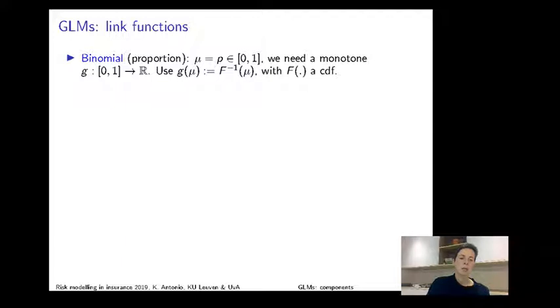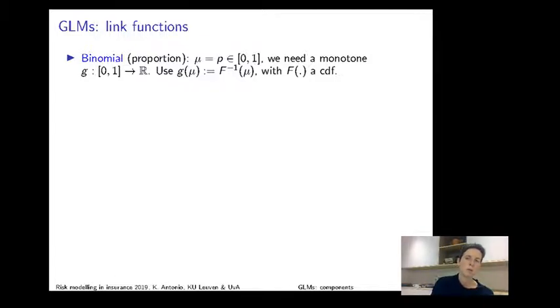Third, in a binomial or a Bernoulli regression, the mean mu is the probability of success, which takes a value between 0 and 1. Thus, the link function g should map a number between 0 and 1 to the real line. And which type of function does this? Well, the inverse of a CDF does exactly this. It takes a probability and maps it to a real number. And therefore, you will use as the link function in binomial regression the inverse of a cumulative distribution function.